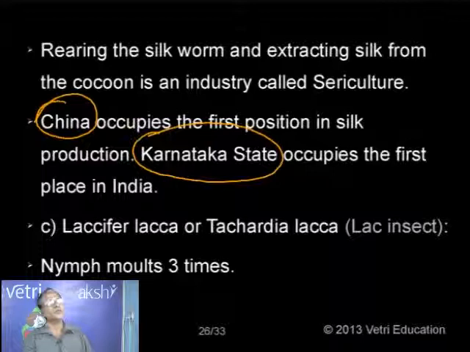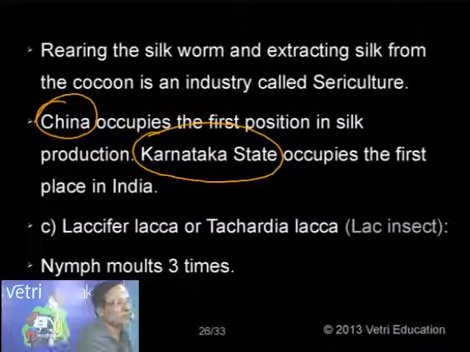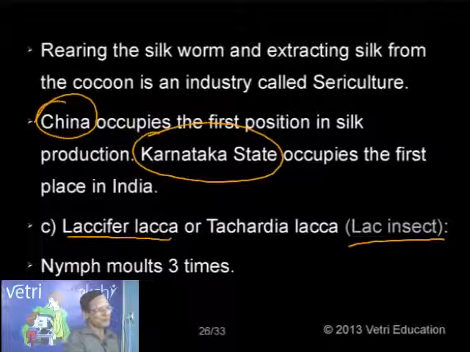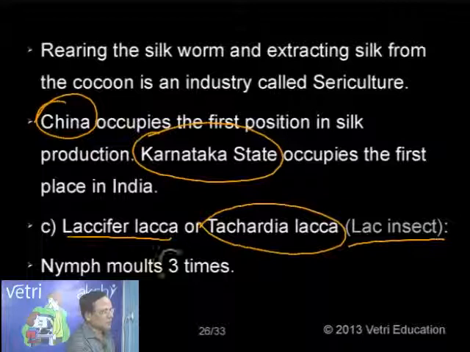So this is the second insect from which we are getting a valuable product, that is the silk fiber. The third useful and economical insect is Laccifer lacca or Tachardia lacca, normally called the lac insect. It has two names: Laccifer lacca is the old name, and Tachardia lacca is the new name. In this case, the insect molts three times. Number of molts is three, so the number of instars is only two.